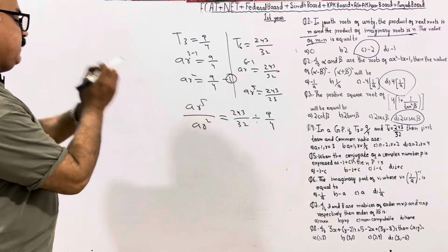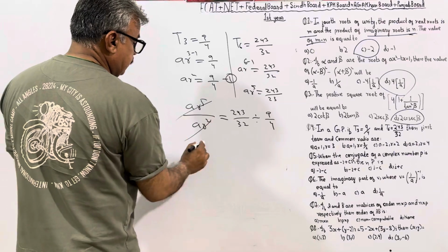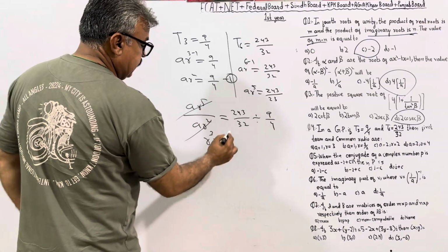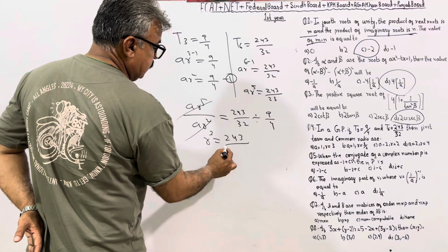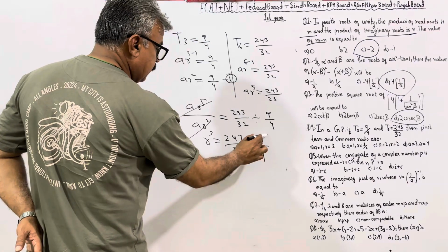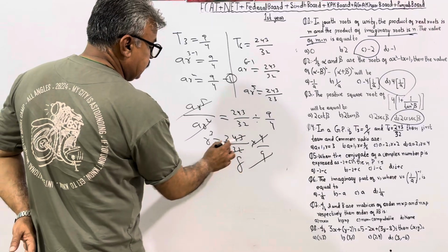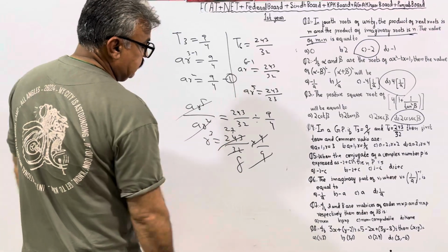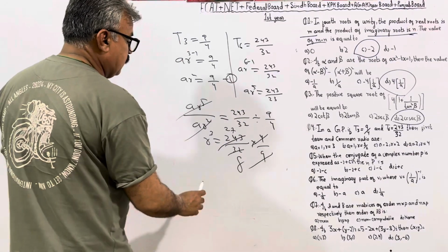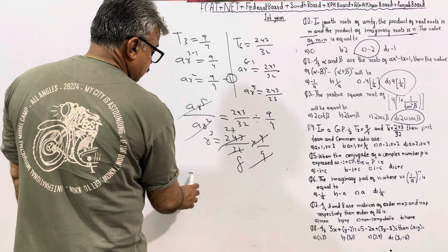Divide the larger quantity with the smaller quantity. We have R cube here. Simplify this: 243 over 32 times 4 over 9. 4 times 8 is 32, and 243 divided by 9 is 27. We have R cube.